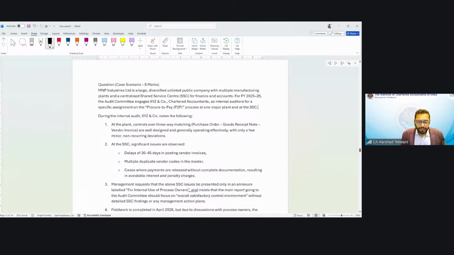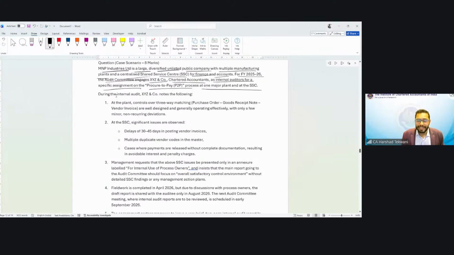Okay. So the question is, M&P Industries is a large, diversified, unlisted public company with multiple manufacturing plants and centralized shared service centers for finance and accounts. For FY 25-26, the audit committee engages XYZ and Company, chartered accountants, as internal auditor for a specific assignment on the P2P process, at one of the major plants and at the SSC, that's the shared service center. During the internal audit, XYZ and Company notes the following.